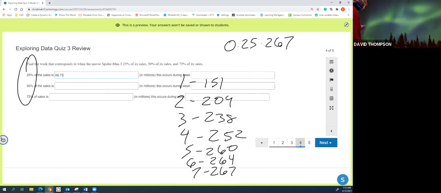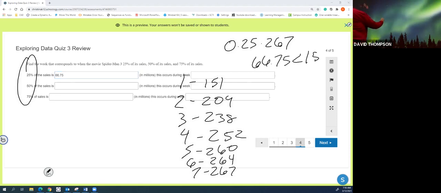Now we start analyzing. Have I broken 66.75 million by the end of week 1? Well, by the end of week 1, I made $151 million. I haven't broken $151 million. So in other words, 66.75 is less than 151 million. So this happened during week 1. If it's bigger than that, then we move on to week 2. So that happens during week 1.